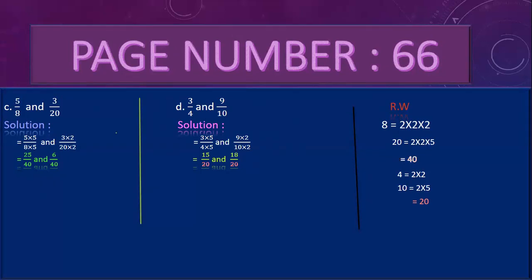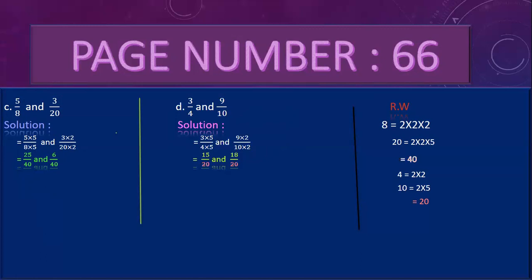Which number we multiply with 8 to get 40? 5 over 8, we multiply it with 5. 5 multiplied by 5 and 8 multiplied by 5. So 25 over 40 and the other number, in the denominator there is 20. We will multiply it with 2 for the 40. We multiply 3 with 2, 6 over 40 is the other number.